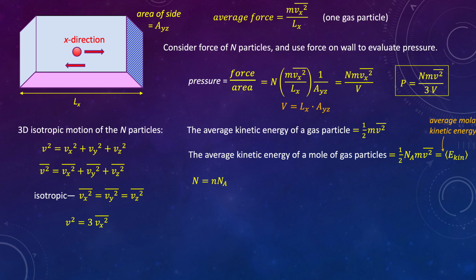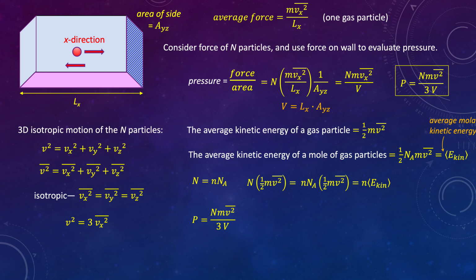Now, the number of particles is always going to be equal to the number of moles times Avogadro's number. Avogadro's number is just the number of particles that are in 1 mole, so the number of moles times that would give me the total number of particles. So if I substitute this in, if I multiply my average kinetic energy by some number of particles n, that's just going to be equal to the number of moles times Avogadro's number times that average kinetic energy, which means that it's equal to the number of moles times the average molar kinetic energy. So I end up getting that my number of particles times the average kinetic energy per particle is just the number of moles times the average molar kinetic energy.